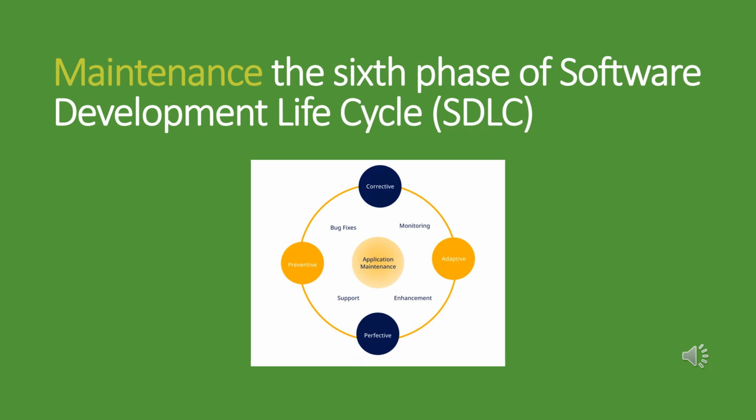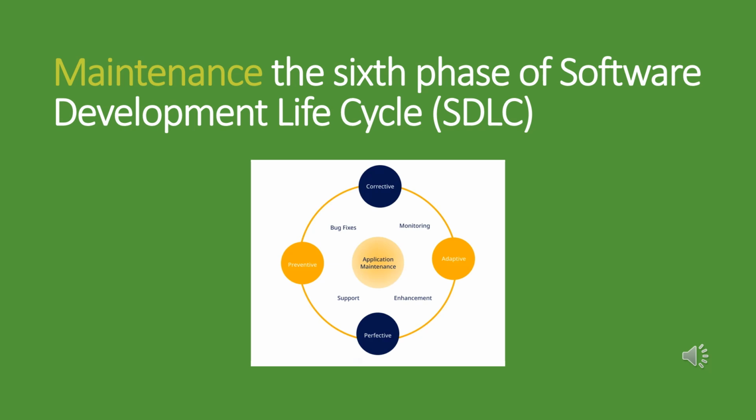2. Adaptive maintenance involves making necessary adjustments to the software to keep it compatible with changing technologies, such as new operating systems, browsers, hardware, or external APIs. 3. Perfective maintenance focuses on improving the software's performance, usability, and efficiency by adding new features or enhancing existing functionalities based on user feedback or evolving business requirements.